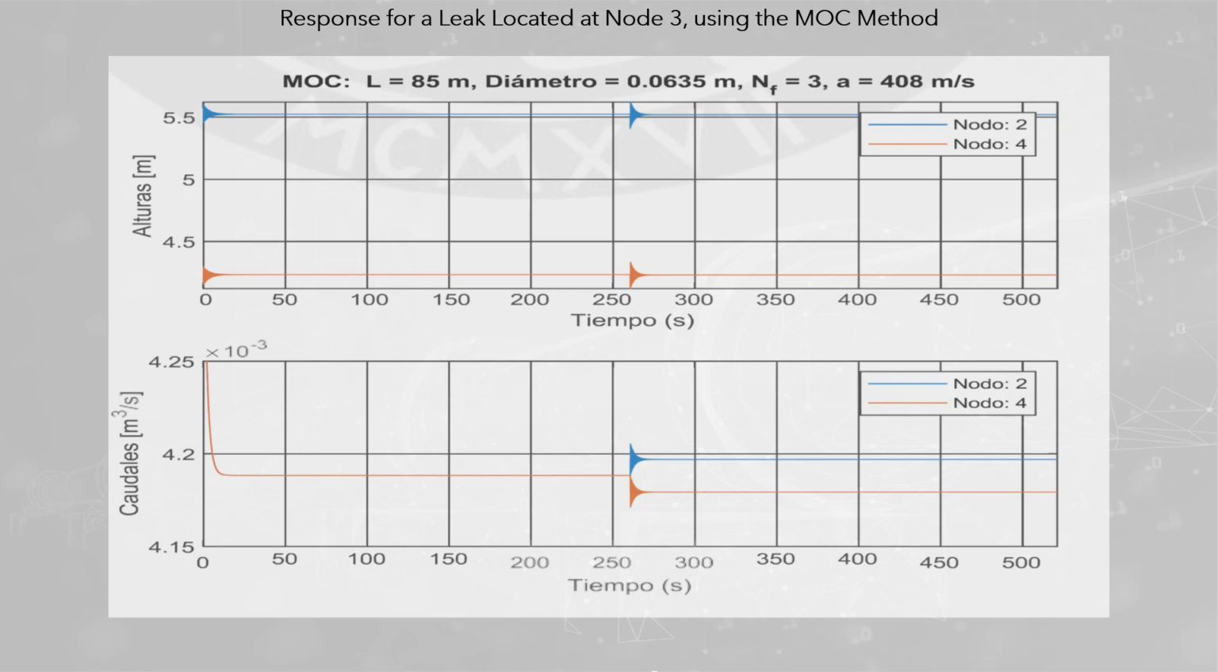In the height graph, the transient behavior in time of 260 seconds is observed as a result of the leak at node 3. The magnitude of the leak does not produce a considerable change in the steady-state values. On the other hand, in the graph of the flows, it is shown that after the leakage time, node 2 has an increase and node 4 decreases, which occurs due to the dynamics of the matter balance, and by taking the boundary conditions at heights h1 and h5.